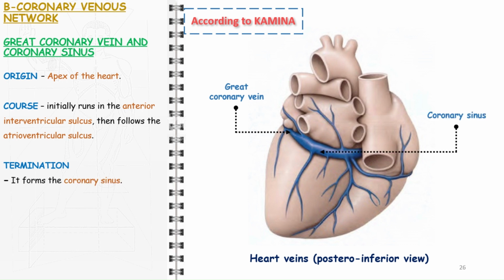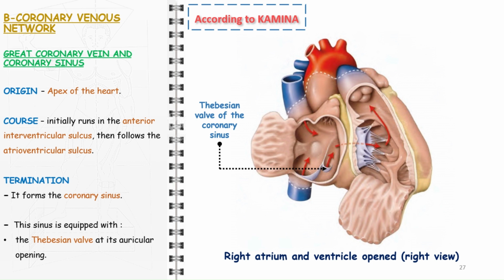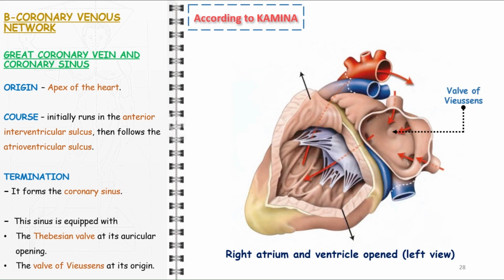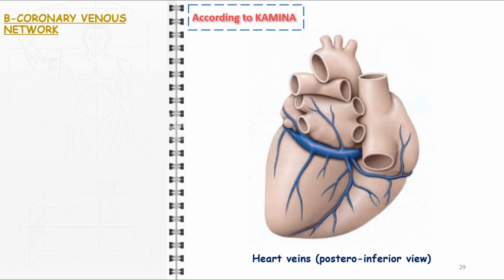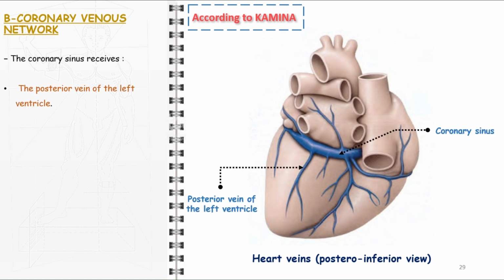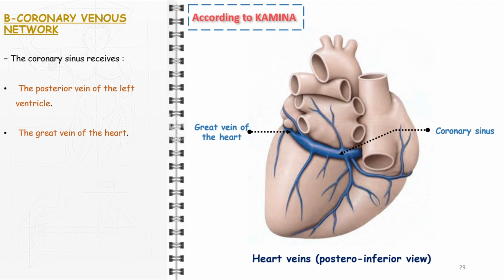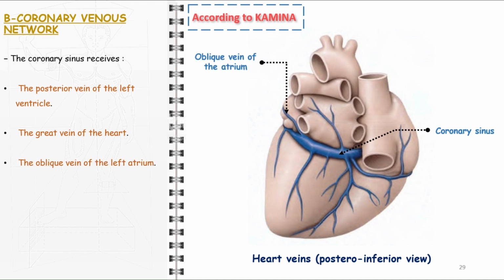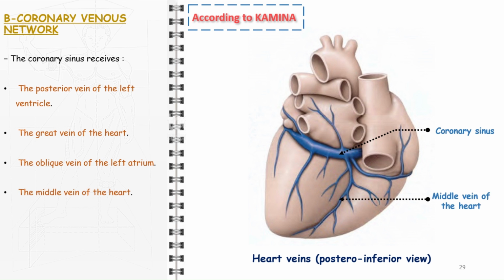The coronary sinus is equipped with the Thebasian valve at its auricular opening, and also has a second valve at its origin, at the junction with the coronary vein, known as the Vieussens valve. This crescent-shaped valve is located on the anterior surface of the venous trunk. The coronary sinus receives the posterior vein of the left ventricle, the great vein of the heart, the oblique vein of the left atrium, the middle vein of the heart, and the small coronary vein.